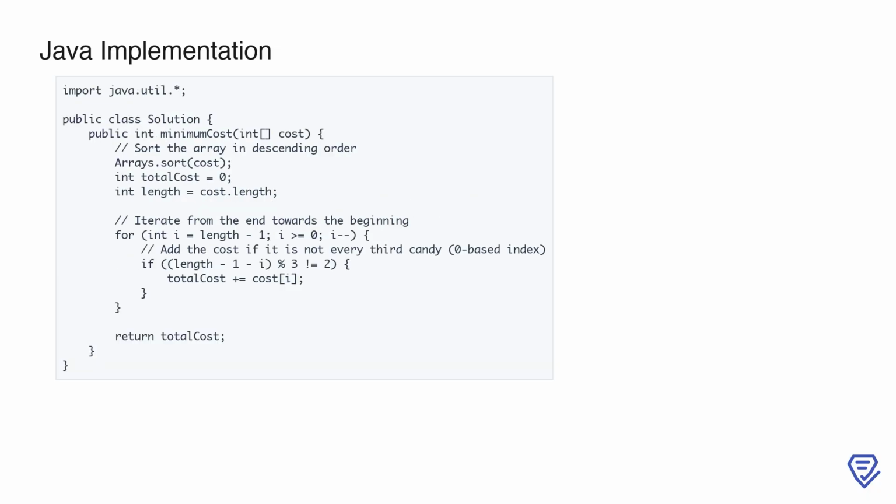This is the Java implementation for LeetCode problem number 2144, minimum cost of buying candies with discount. The logic mirrors the Python solution, where the candy prices are sorted in descending order, and every third candy is treated as free. Key differences include the use of Java-specific collections like Arrays.sort for sorting and explicit type declarations. The iteration is done in reverse, ensuring that the most expensive candies are prioritized, and the total cost is computed accordingly.